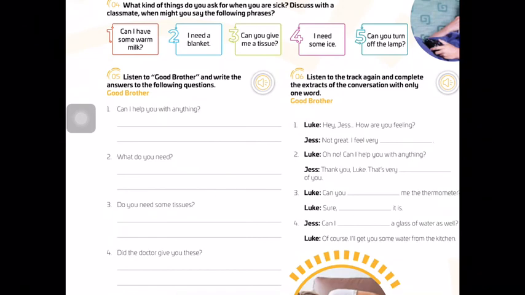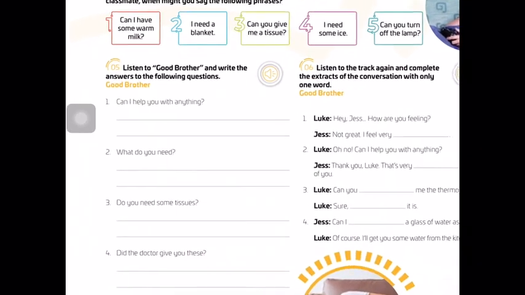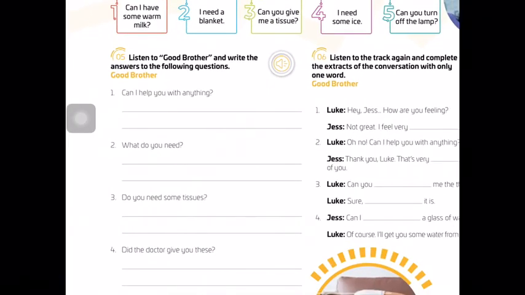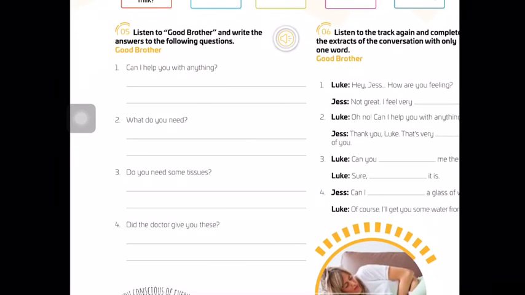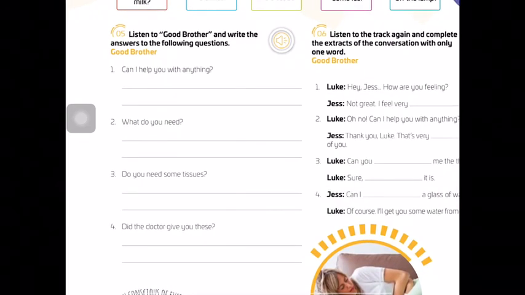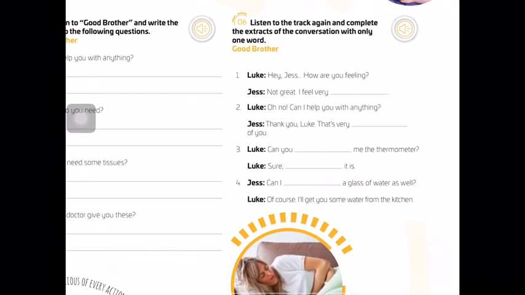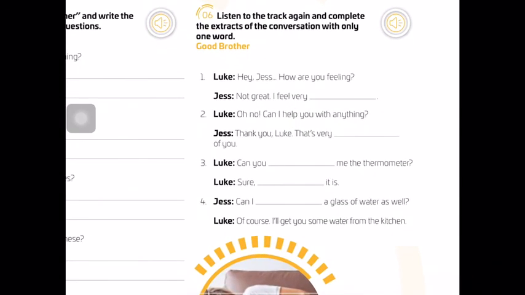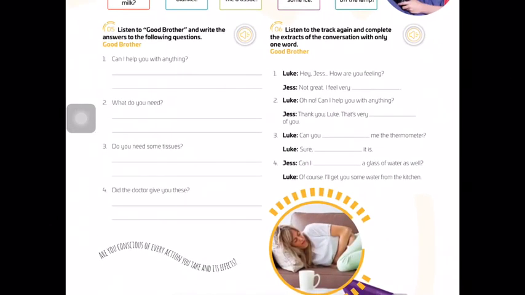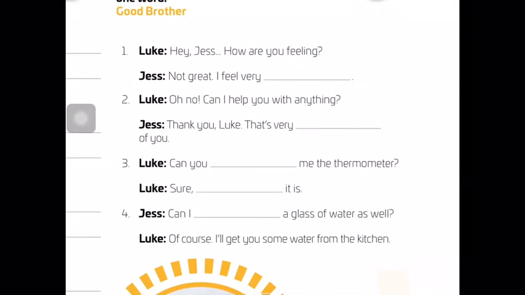Exercise 5, it's a listening. Okay, listen to Good Brother and write the answers to the following questions. The name of the listening is the Good Brother. Here you have 4 questions. Okay, you just have to answer these 4 questions. Exercise 6, you have to listen and complete with the missing words. There are some blanks, some lines where you have to write the correct words.